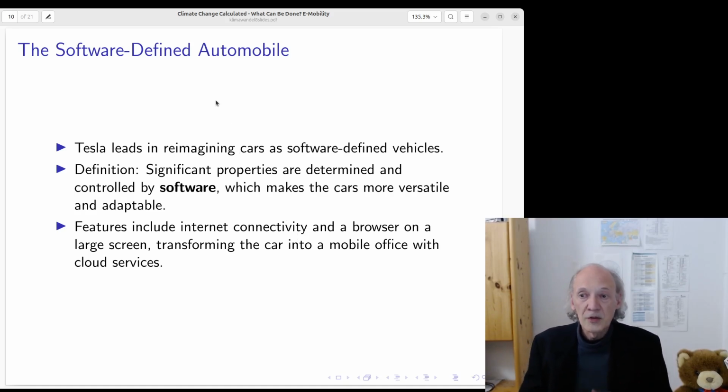Another advantage of this electrification is the versatility that it offers car designers. One of the possibilities is to make it a software-defined automobile, and Tesla basically invented it. It leads in reimagining cars as software-defined vehicles. The definition is that significant properties are determined and controlled by software, which makes the cars more versatile and adaptable.